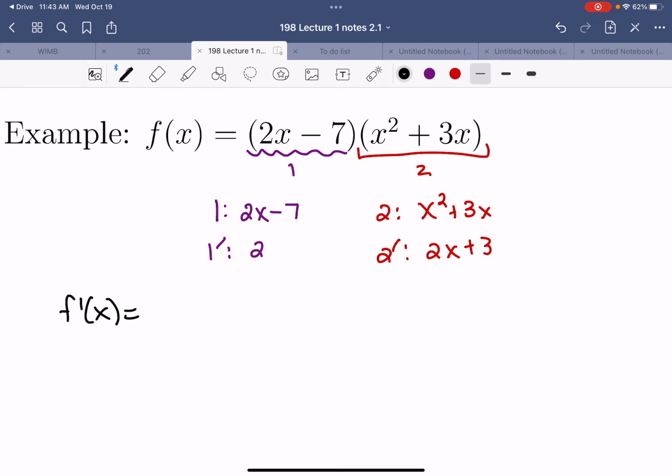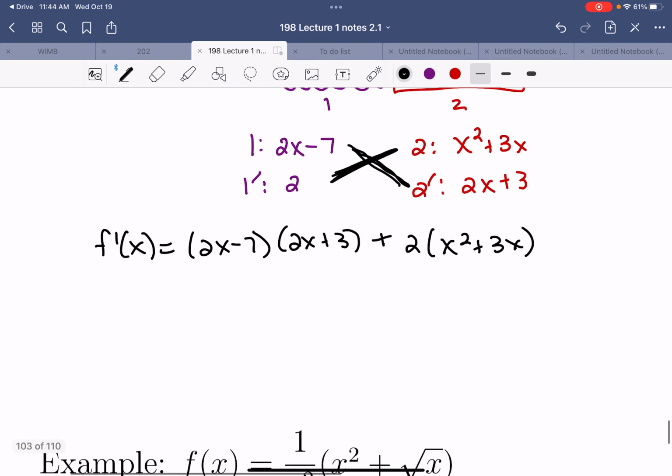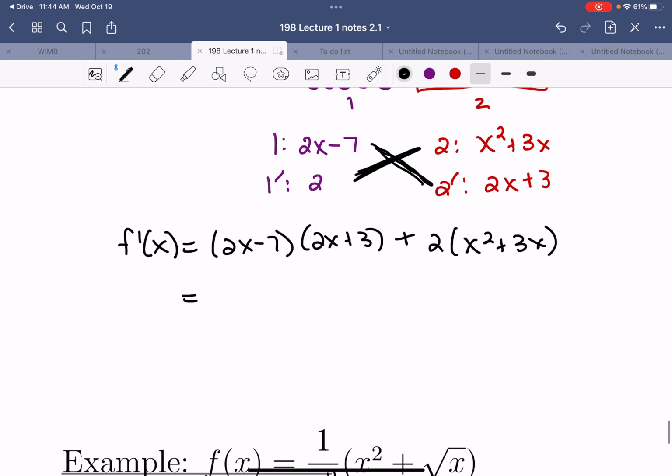And I take 1 prime 2, which are these two multiplied together. So that's 2x minus 7 and 2x plus 3 being multiplied together, plus these two multiplied together, so 2 times x squared plus 3x. And if I distribute this and combine like terms, I should get what I got above. So this is 4x squared minus 14x plus 6x minus 21 plus 2x squared plus 6x.